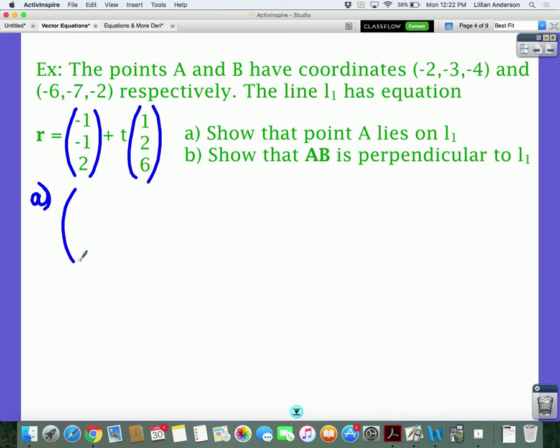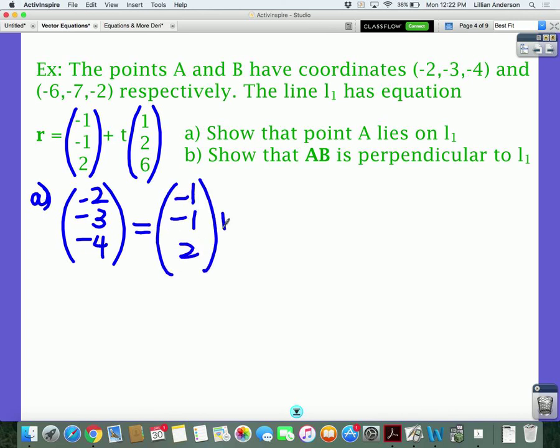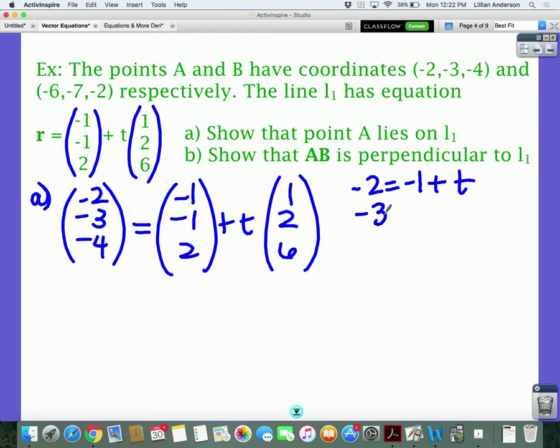So you have your point A. Okay? You set it equal to your equation. So that's -2, -3, -4 equal to -1, -1, 2 plus t times the direction. And so basically you're going to split it. You're going to do your first line, your second line, and your third line to create three different equations. That's -2 equals -1 plus 1t. That's -3 equals -1 plus 2t. And -4 equals 2 plus 6t. And basically you're going to solve for t in all three equations. And the thing is that t should be the same for all three equations.